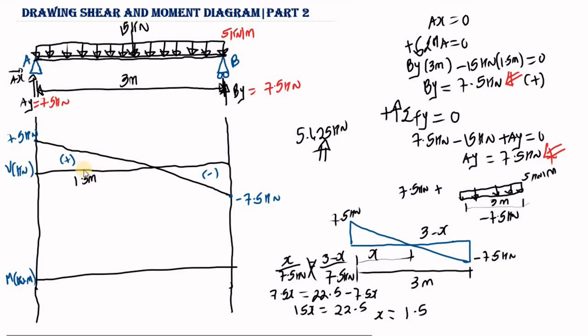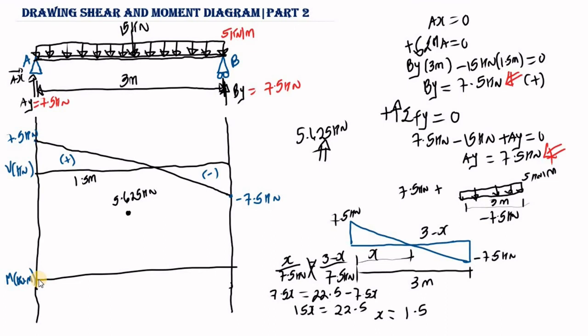So now we know the area here is 5.625 kilonewton, and we are starting from 0 because we don't have any external moment here. So it's going to be from 0 to 5.625, let's say located somewhere here, and this is positive because we're having a positive value. So it's going to be above the neutral axis, which is above the 0. So this is 5.625 kilonewton.